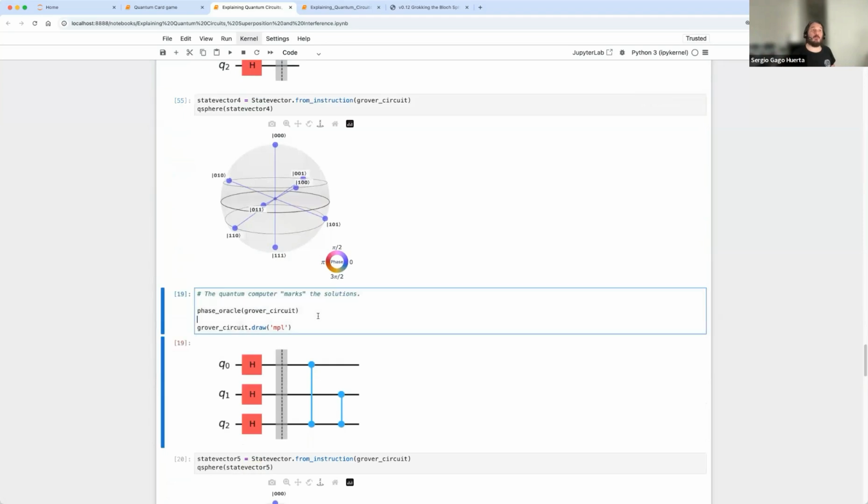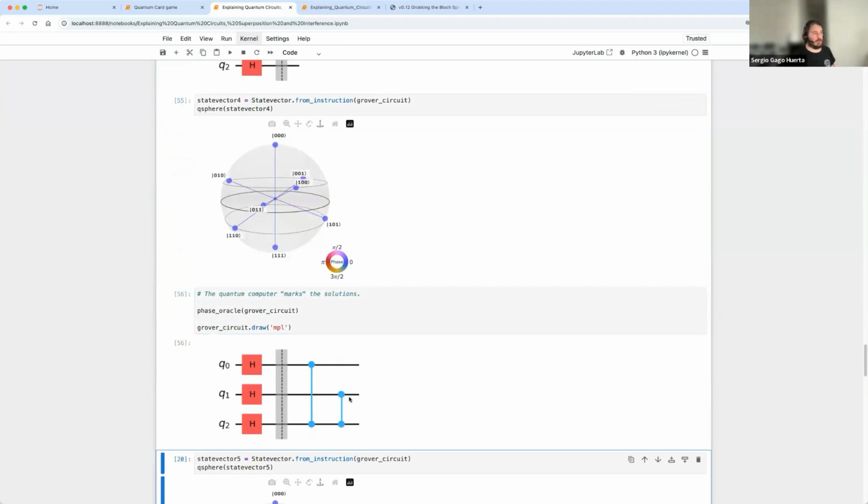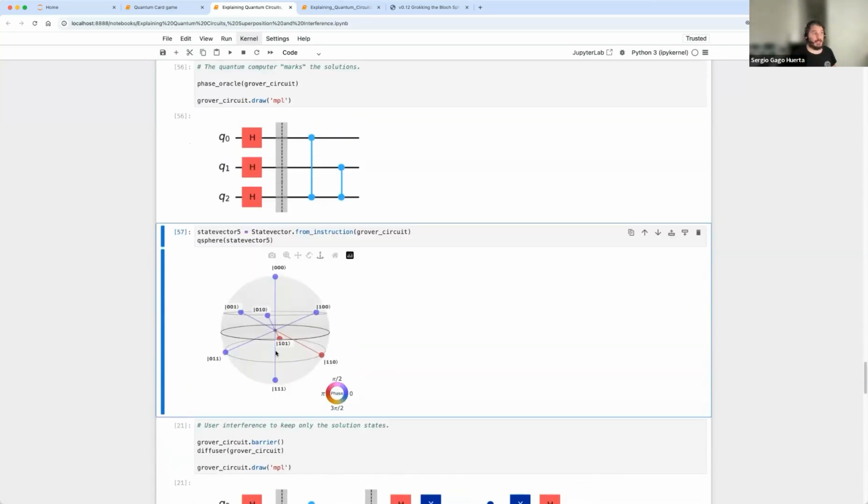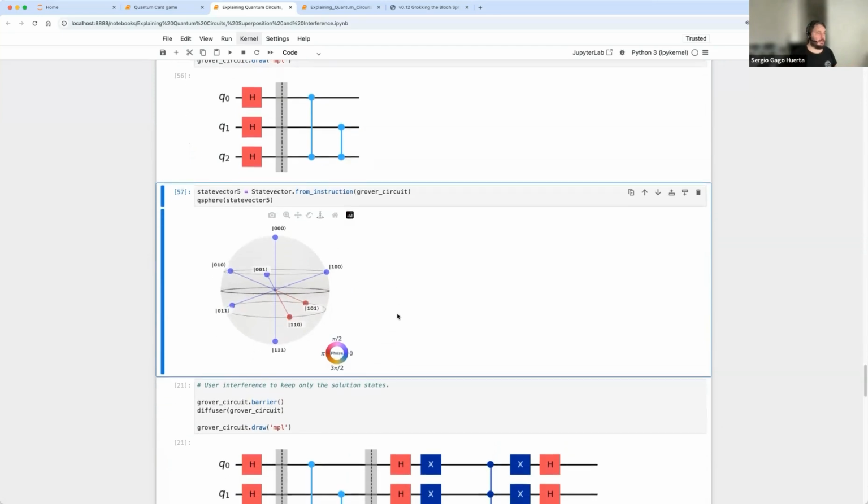Now we want to apply the rules of our game, which we do with this kind of oracle here. And now, if I show you this, these states are marked. Now the rules of the mathematical problem have marked those qubits, but this still does absolutely nothing. If I measure this now, even if those states are in red, you will still have the same probabilities to get the right answers together with the wrong answers.